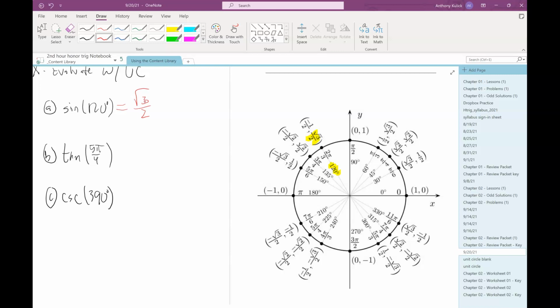For tangent of 5 pi over 4, I'm going to locate 5 pi over 4. And tangent, I remember, is y over x. Which reduces down to just 1.